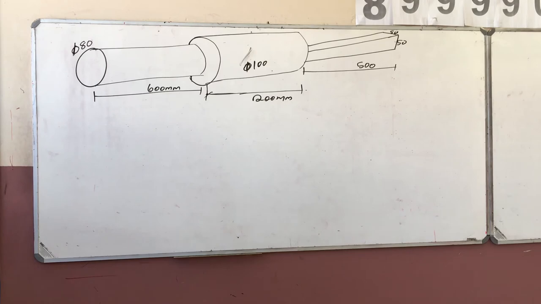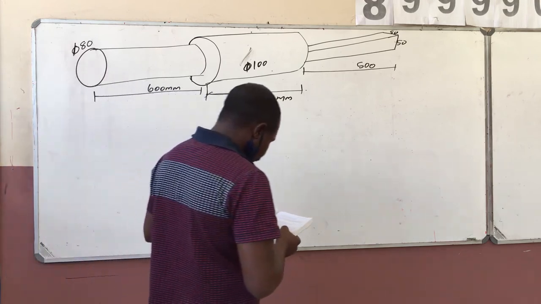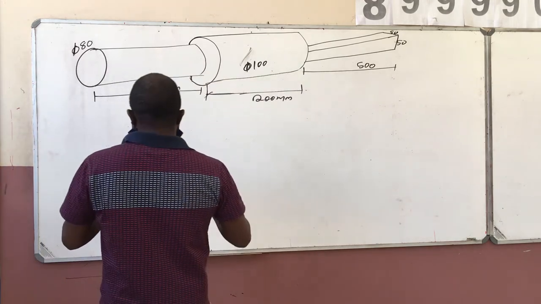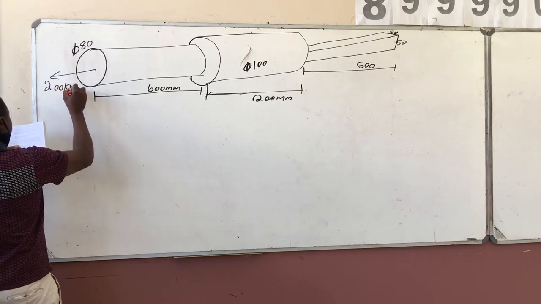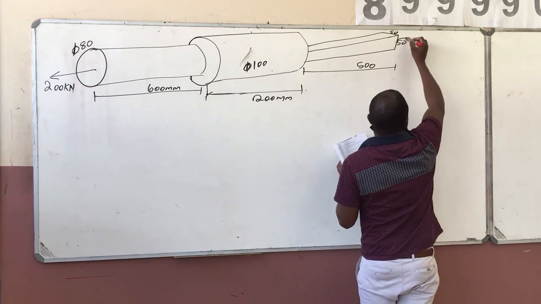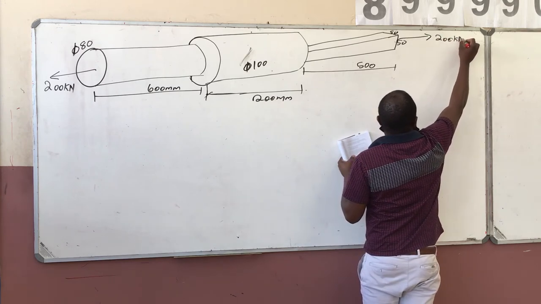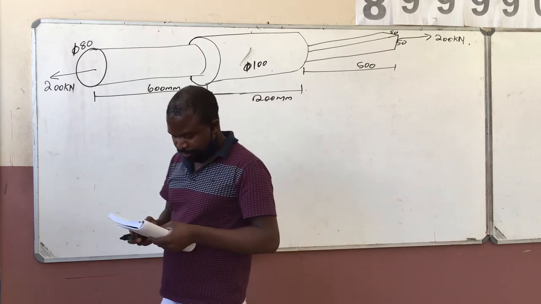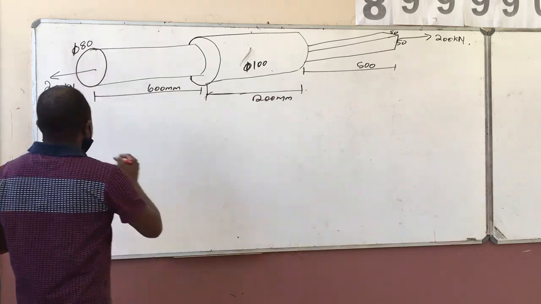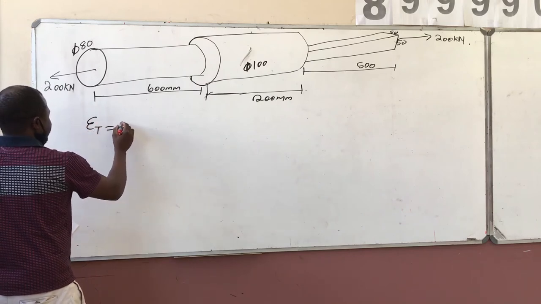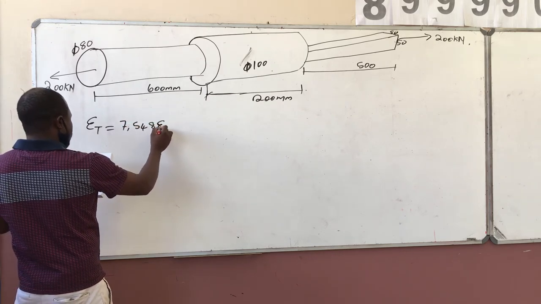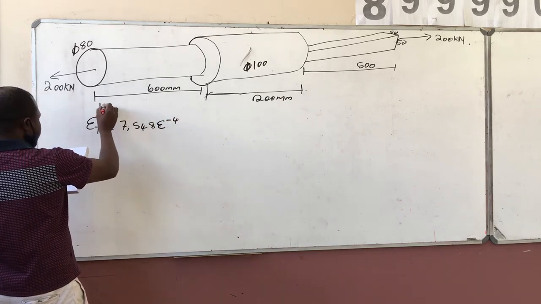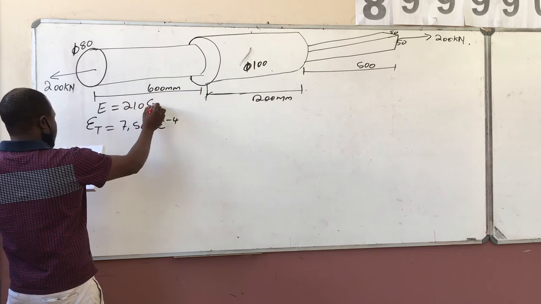All sections are of the same material, meaning E is the same across, ne? A tensile force of 200 kilonewton, which is still the same on this side. All this causes a total strain of 7.548 exponent negative 4, whereas E is equal to 210 gigapascal.